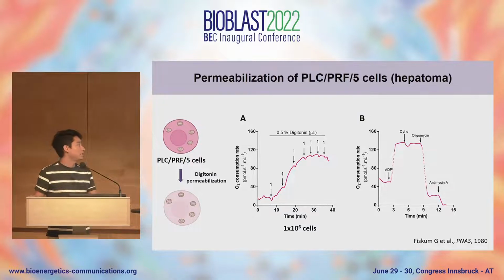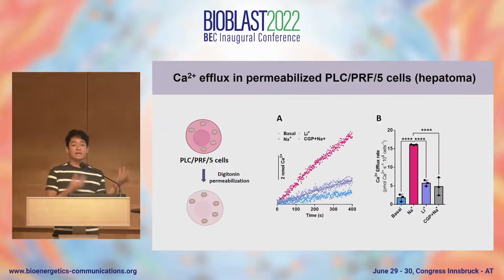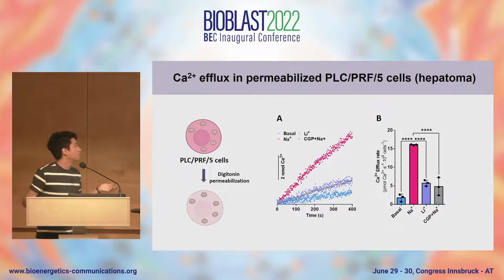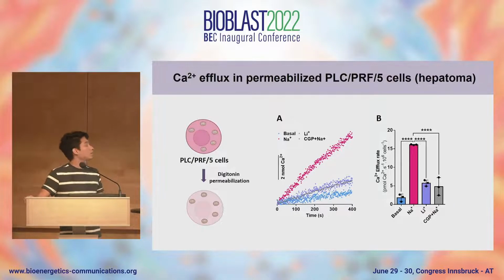And well, here we first permeabilize cells. Here you can see the digitonin infiltration. And we also use a control for the mitochondrial permeability integrity. And after this, we use the same protocol that we established for isolated mitochondria. And it works pretty well. We can see here the basal calcium efflux. We can see the sodium-stimulated calcium efflux. And we see that this can be inhibited by CGP. So it is demonstrated that it's NCLX.